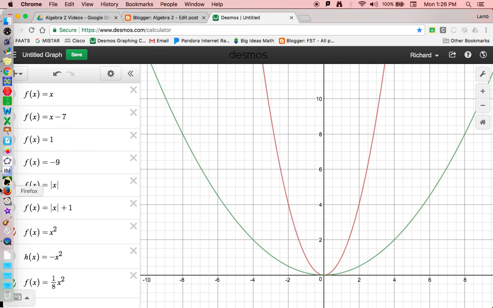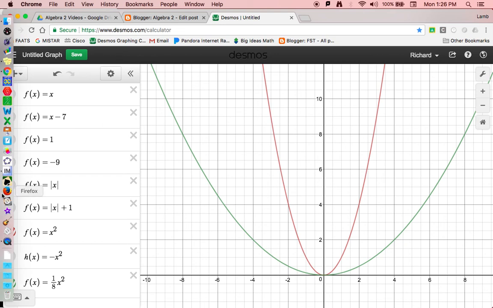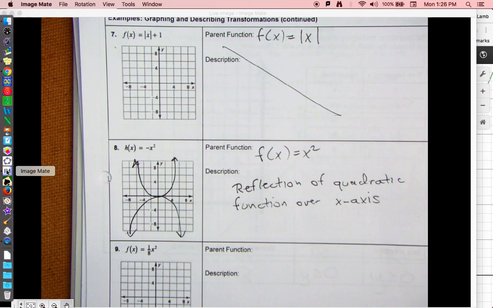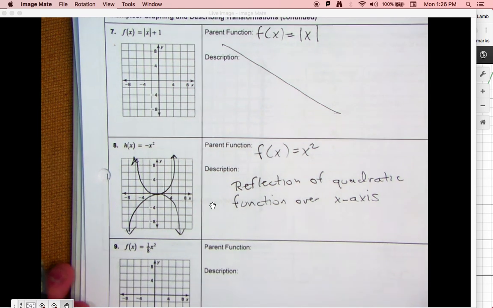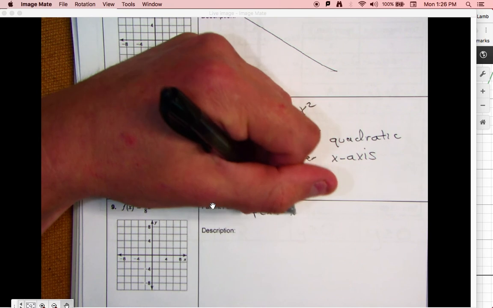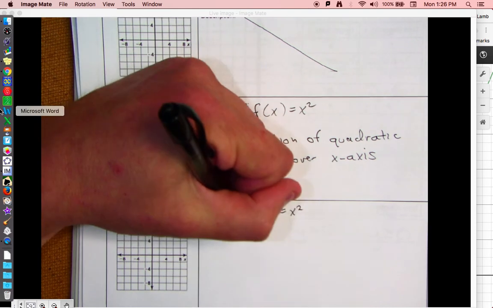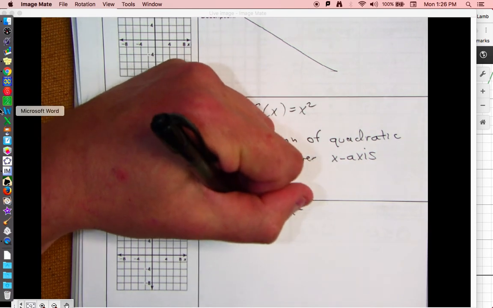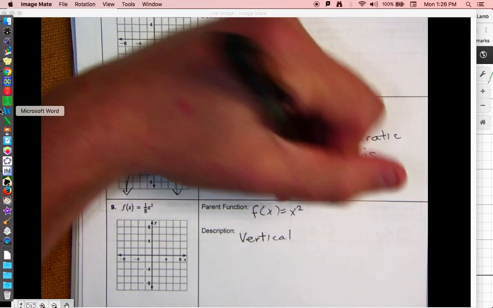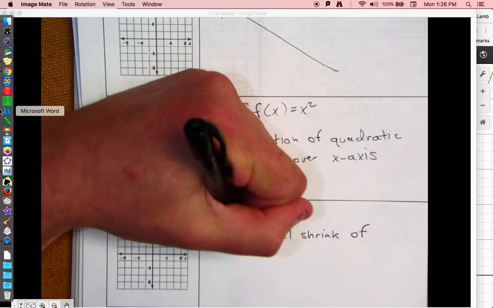Now in math terms we can't say squish. We have to say shrink, or stretch. If I were to put one in here that was skinnier than this one, we would say stretch. So we have to use proper mathematical terms here. First of all, what's our parent function? f of x equals x squared. And we call this a vertical shrink of the quadratic function.